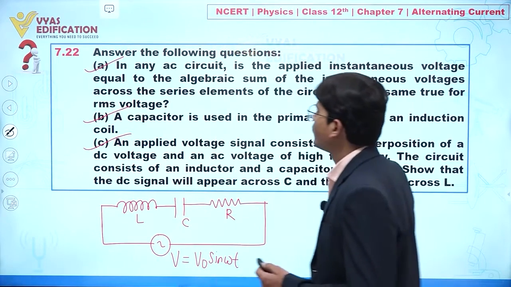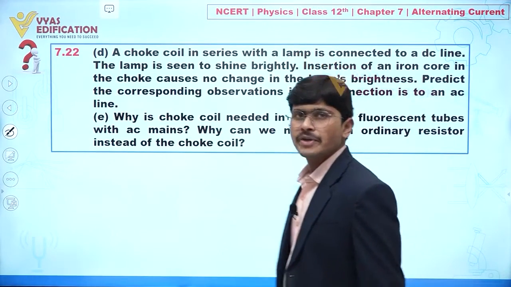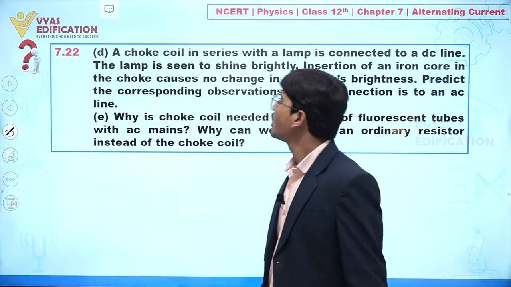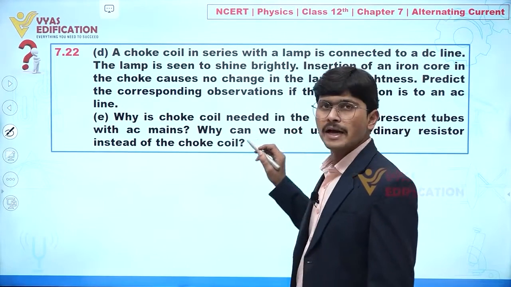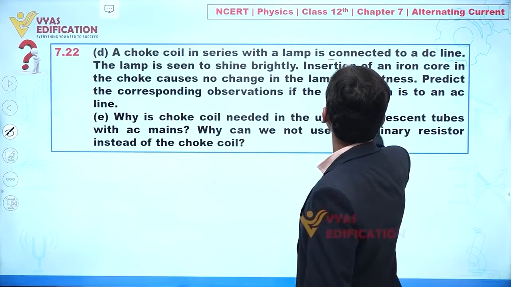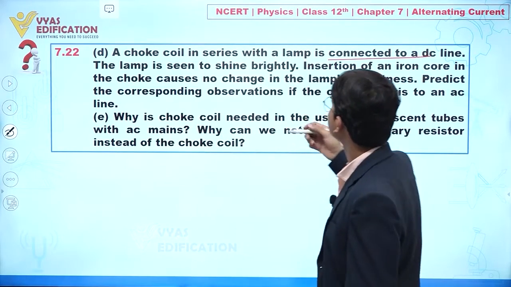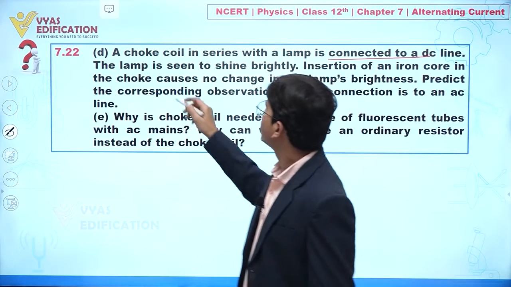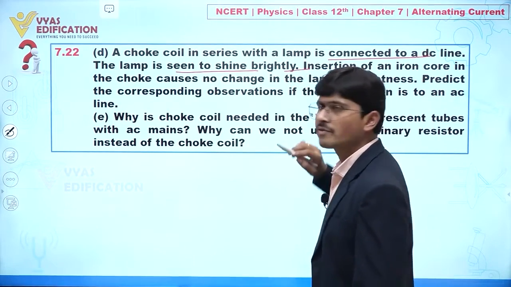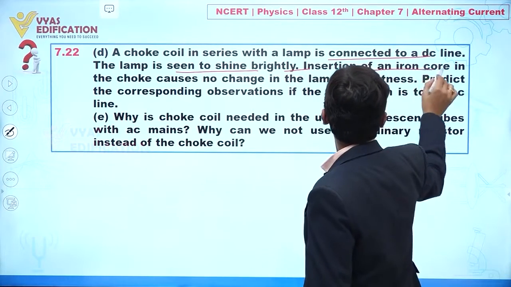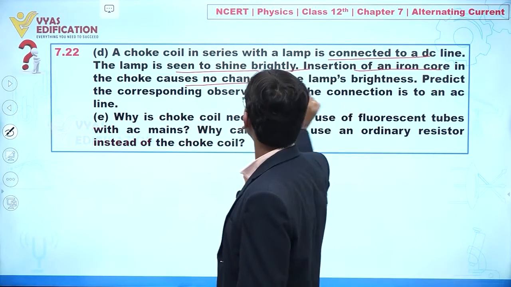Now, if we talk about part number D, it is given a choke coil in series with a lamp connected to a DC line. The lamp is seen to shine brightly. Insertion of an iron core in the choke causes no change in the brightness.